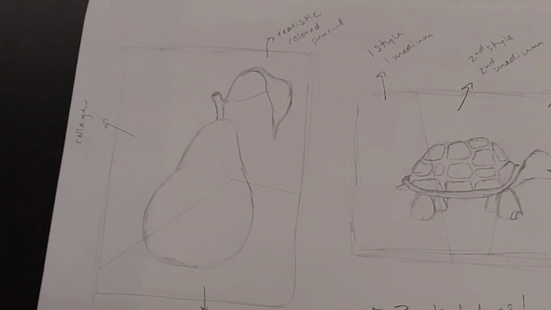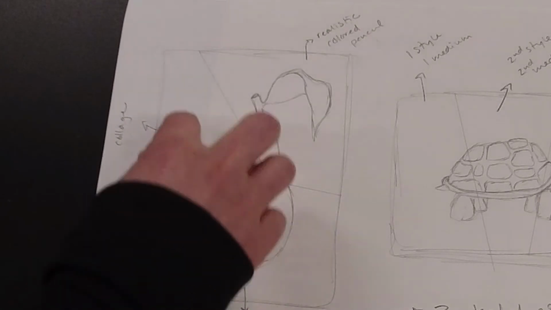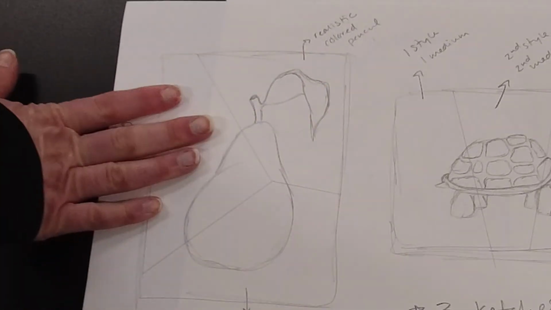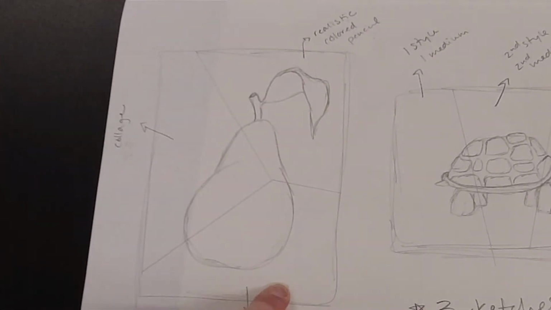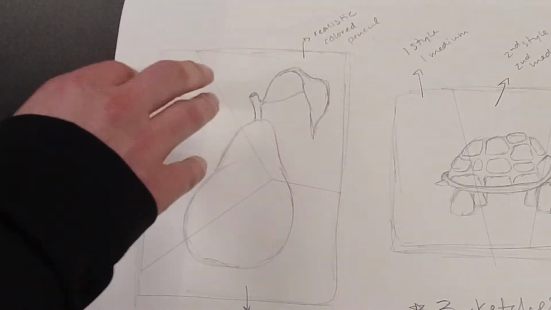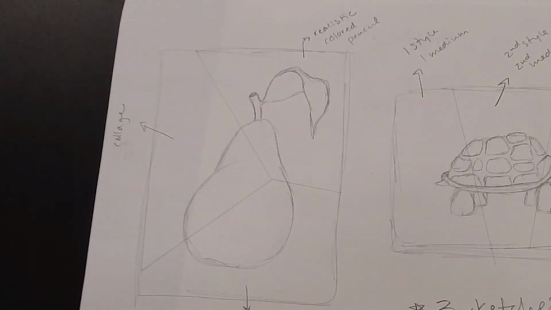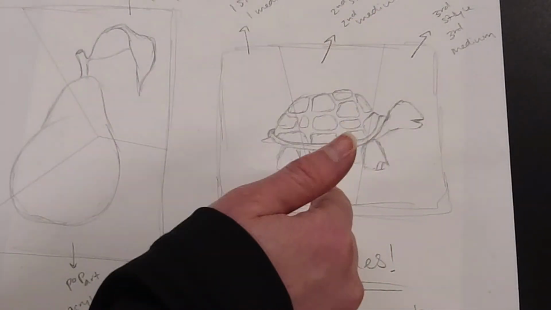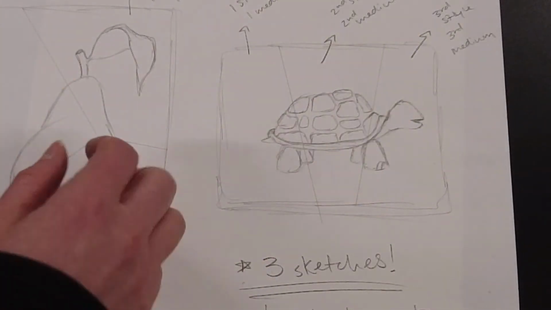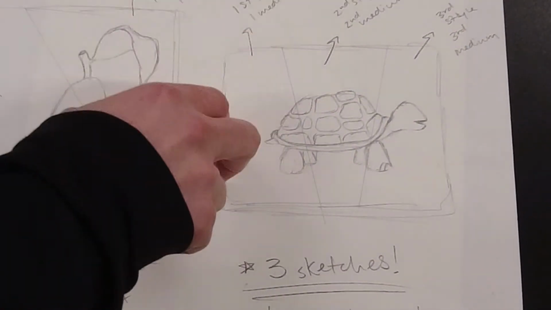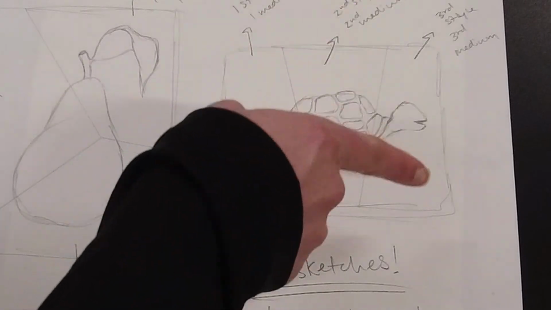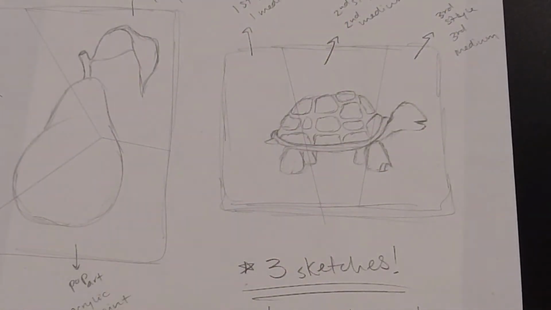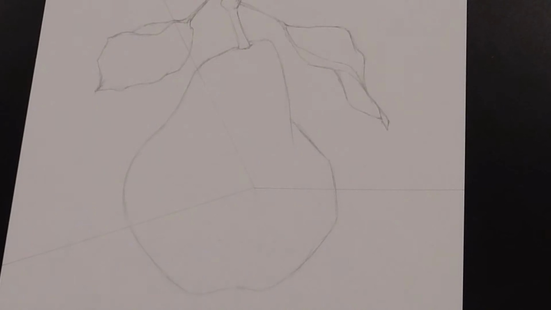So as you can see, I have my thumbnail sketch of the pear, and remember I had divided it into thirds. I was going to do a collage on part, pop art on part, and realistic with the colored pencil, potentially. And then remember I had my turtle example with a different type of division. These were vertical but slightly diagonal lines. And I was thinking of doing 1 style, 1 medium, 2nd style, 2nd medium, 3rd style, 3rd medium, just in general.